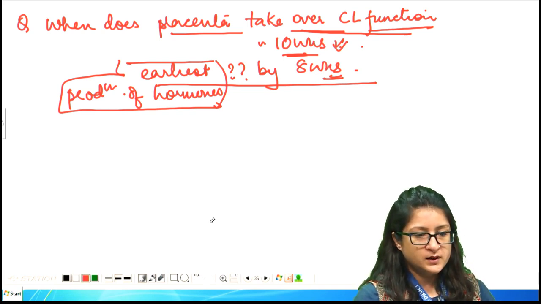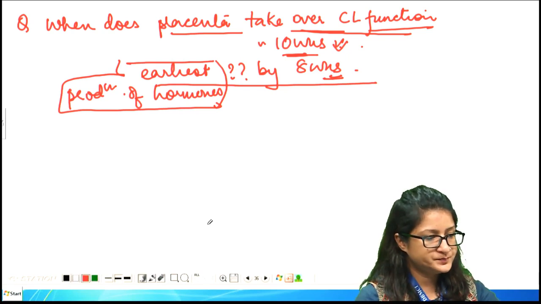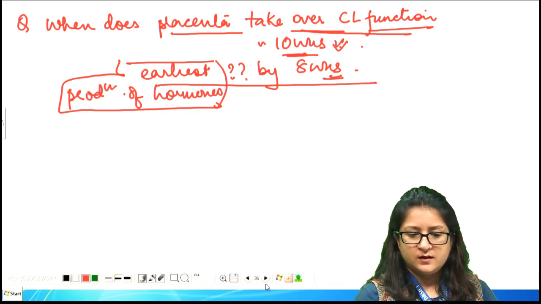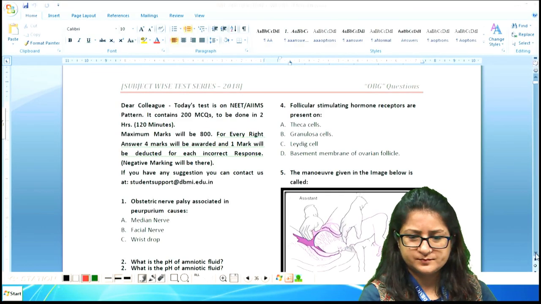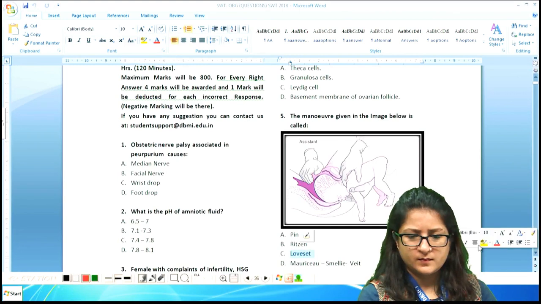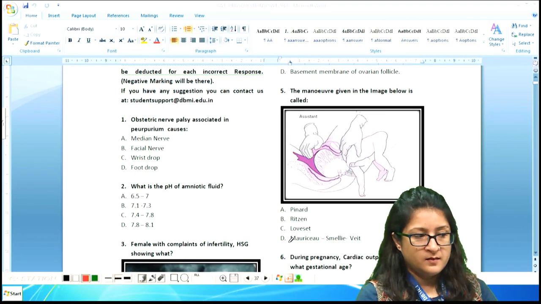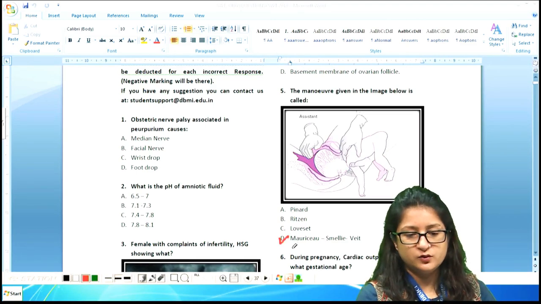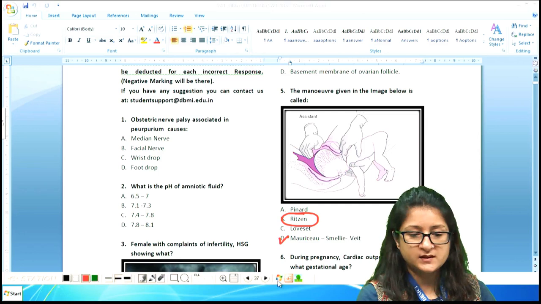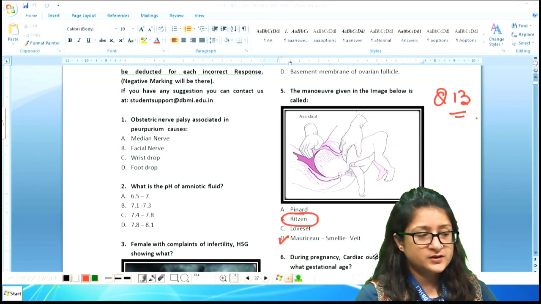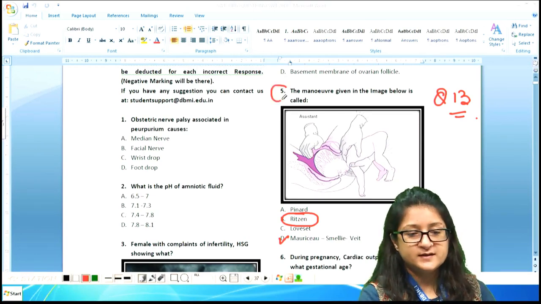Now let us move to the next question. The maneuver that is given in the image below is called what? This maneuver is called the Mauriceau-Smellie-Veit maneuver. The Ritgen maneuver is the next question, question number 13, so we are discussing question number 13 also here. Question number 13 shows the Ritgen maneuver, that is for the delivery of the head.